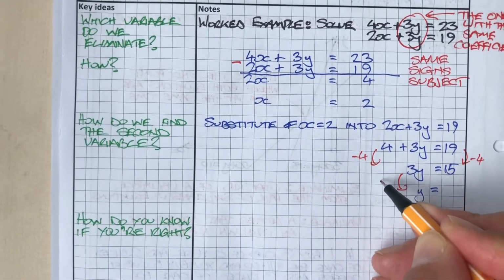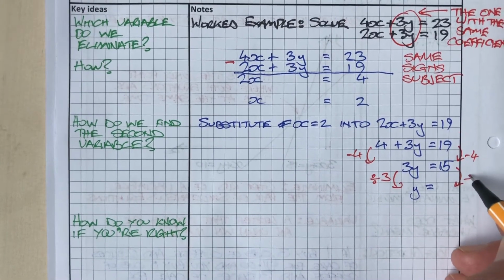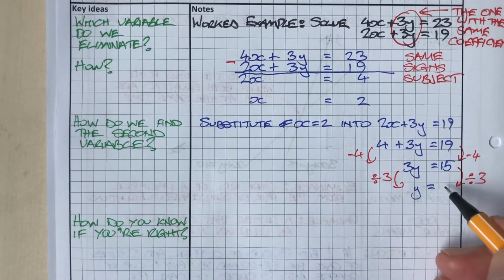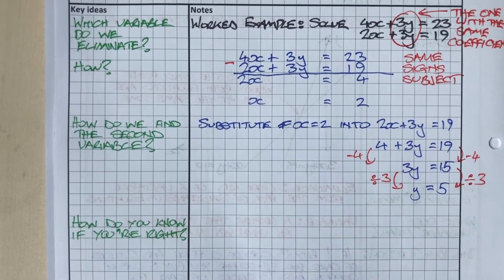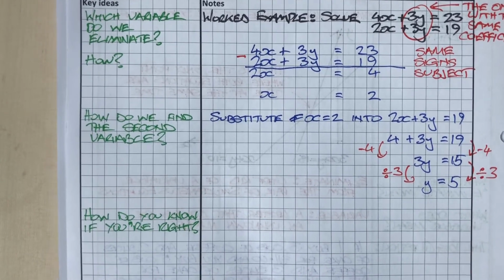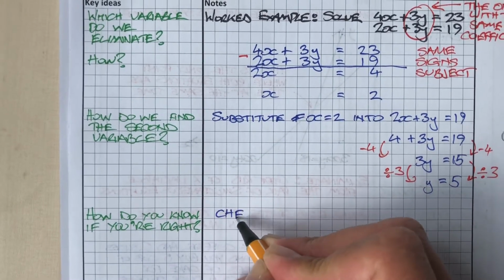How? By dividing by 3 on both sides. So my number then is 5. Okay. Then, how do I know that I'm right? Well, I do a check.